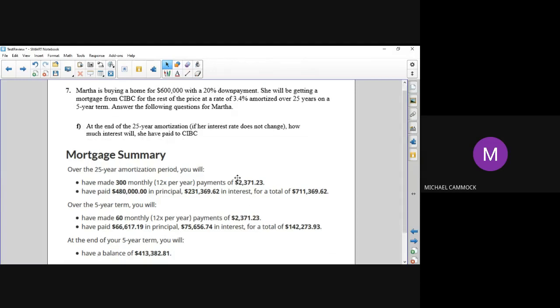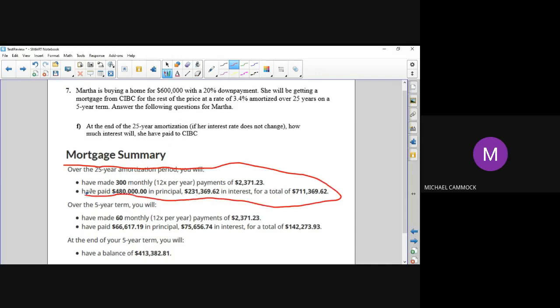So it's now asking at the end of the 25 years, if our interest rate doesn't change, so it's the same interest rate, everything else is the same, how much interest will Martha have paid on this loan? So here's what I'm going to say to you. We're not looking down here over the 5-year term anymore. We're going to look somewhere inside of this box right here for how much interest she's paid, because this is for the whole 25 years now. After 25 years of paying this, somewhere inside here, it tells you how much interest she's paid. Can anybody tell me what that number is? How much interest has she paid?